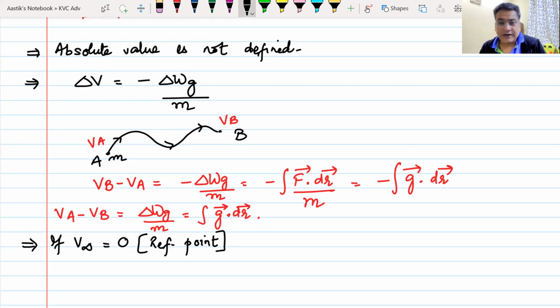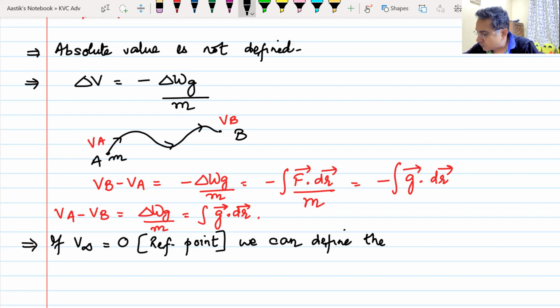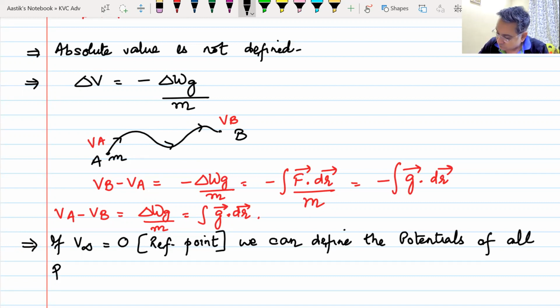Right? So, whenever we say infinity potential is taken as 0, we can define the potentials of all points with respect to infinity. We understand this? Yes or no? Yes, sir.